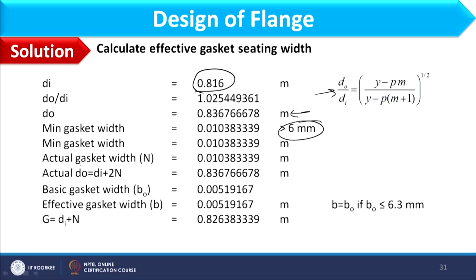The larger among these we can consider as the minimum gasket width, which is 10.38 mm. Now the outer diameter of the gasket will not be changed, as whatever value of N we have computed, I have taken as it is, so it will be equal to the previous value. Basic gasket width I can find as B naught, and that should be N by 2 if you remember, because here I have considered plain face, and further based on B naught, as it is coming less than 6.3 mm, I can calculate effective gasket width equal to B naught, which comes out as 0.00519.